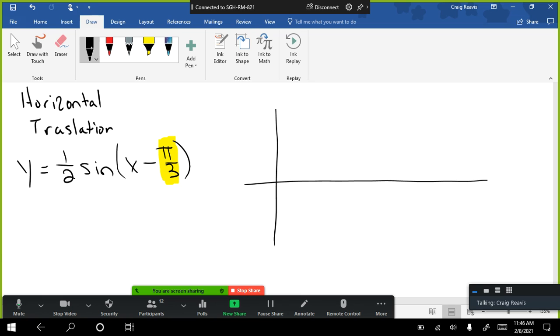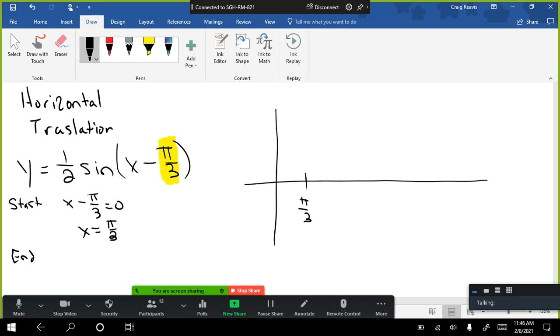The left, or the start, we'll just call it the start. What you do is you take what's inside the parentheses and set it equal to 0, because normally that's what starts at 0. And then I solve it. I add pi over 3, and that tells me that it starts at pi over 3. All right. End.